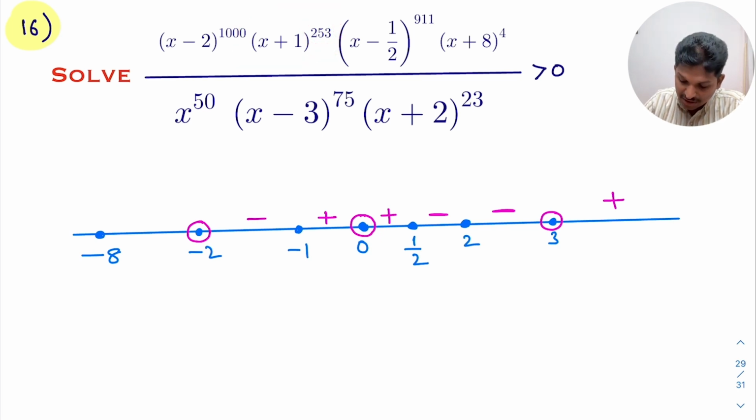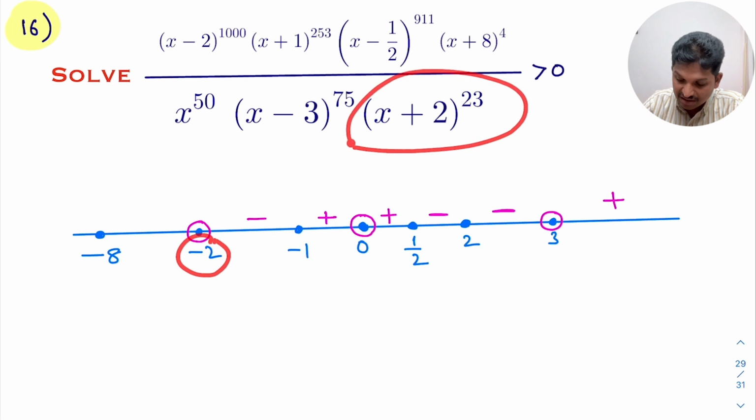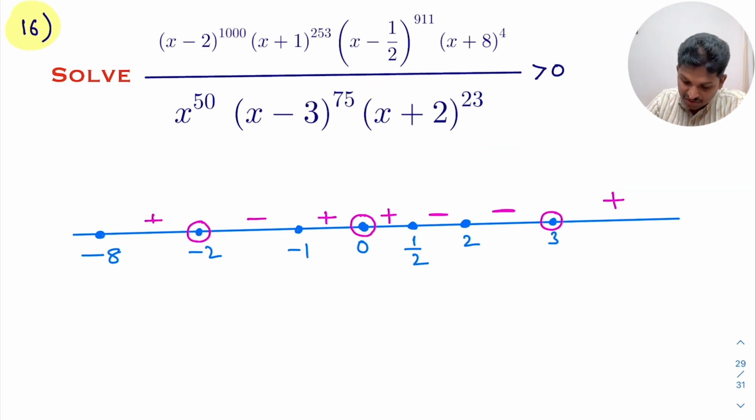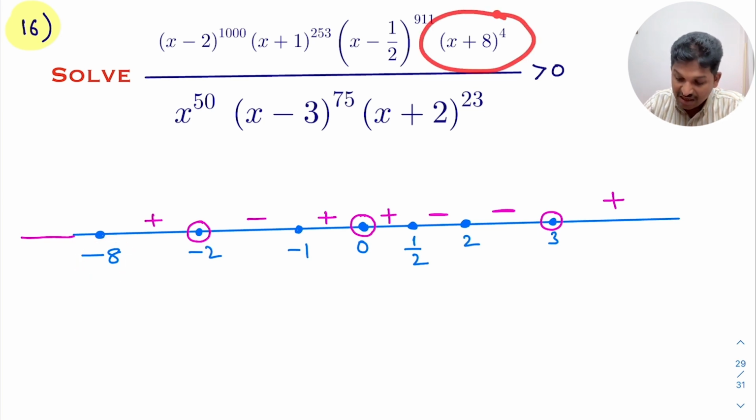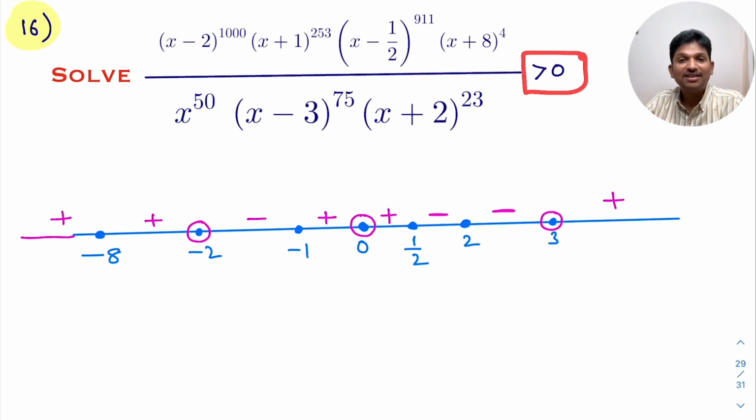Okay. Now, minus 2. Minus 2 is coming from this. Here odd power is there. When odd power is there, sign changes. That means minus to plus. Next, further, you see here minus 8 is there. Minus 8 is coming from this. Here even power is there. When even power is there, sign doesn't change. Right. Here plus again. Now, you see what they are asking, greater than 0. Greater than 0 means we need to look for positive sign.